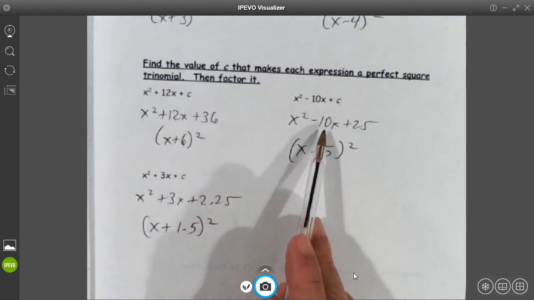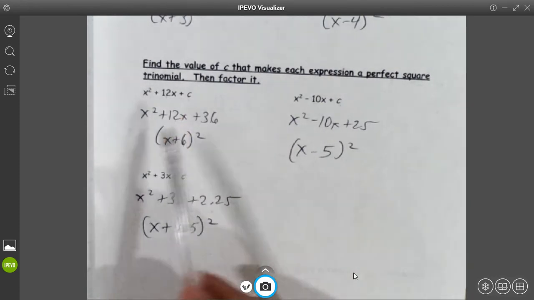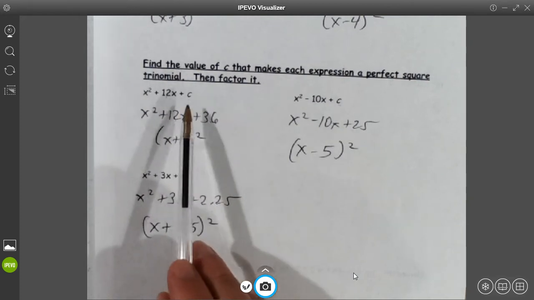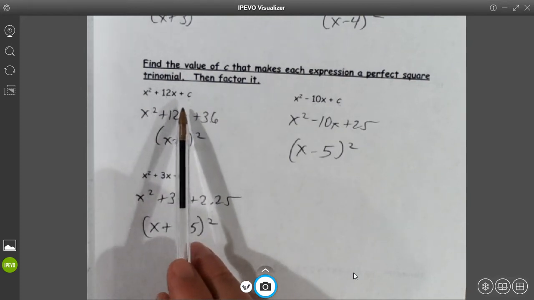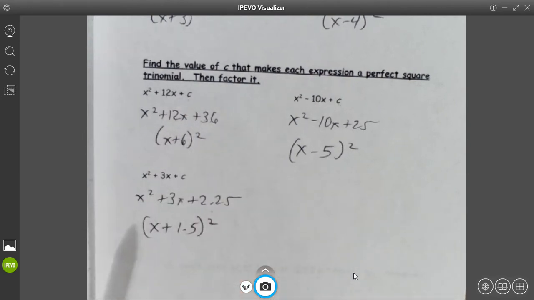That number is just half of that. All right, so part of your homework tonight is taking an expression that's not quite a perfect square yet, and just like you did on the algebra tile activity, figuring out what c needs to be in order to make it a perfect square.